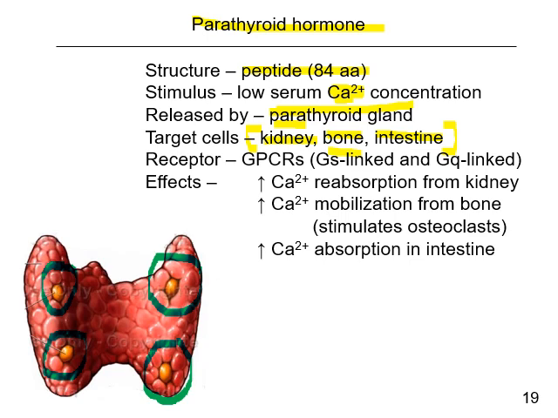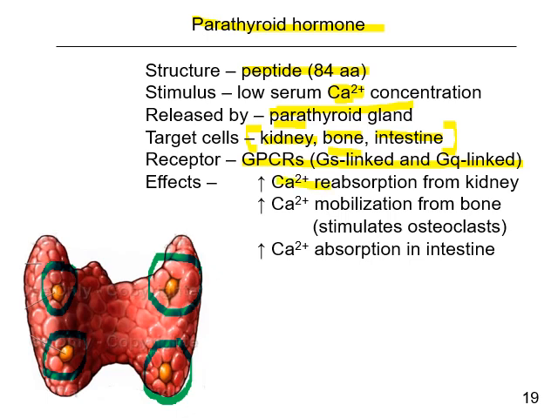The bone is a rich source of calcium. It's mineralized calcium. It's not ionized calcium. But we need ionized calcium to live. And so we'll take it from the bone if necessary. The receptors on those cells are GPCRs. And so what do they do? What does the activation of those GPCRs do in those organs?